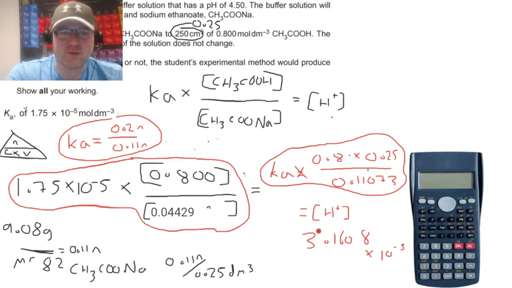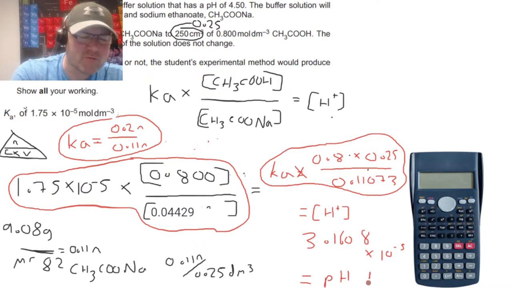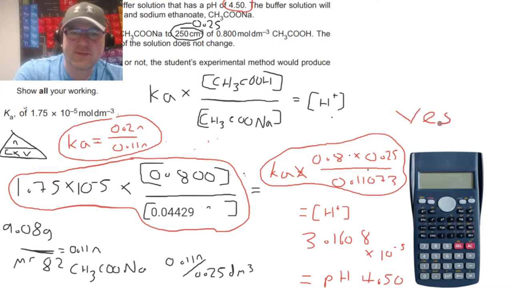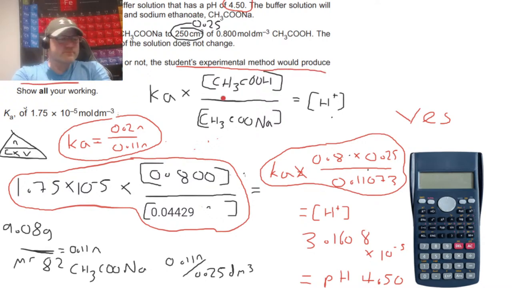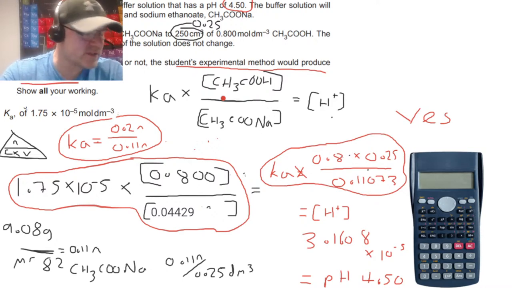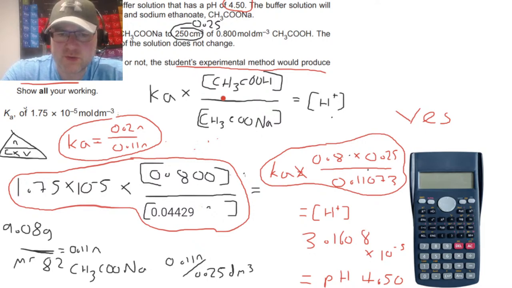Apparently, which is what I've got the whole time I've been doing this, if you minus log that, you get a pH of 4.50. You might get pH 4.9 and you round up. So the answer is that, yes, it is correct. The student is correct. Their method would produce the required pH. So you can use moles. It's fine. You just got to get the moles correct. You came up with a pH of 5.01, which means your hydrogen ion concentration came out as 9.77. So, yeah, there was definitely a mistake there.